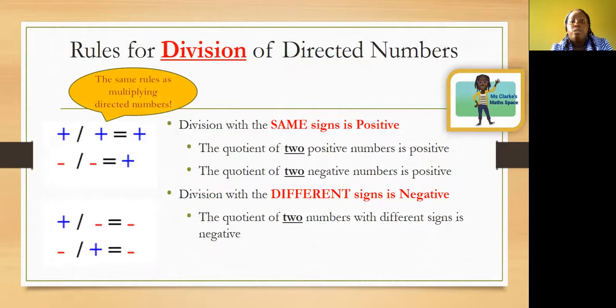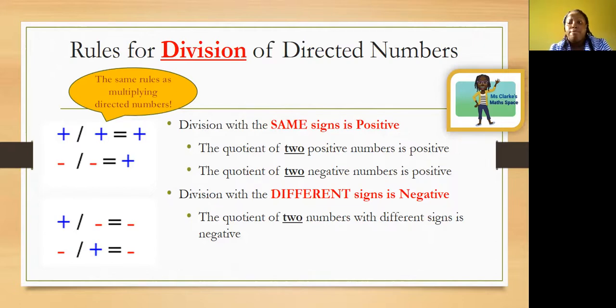We're moving on to the rules for division of directed numbers. As I mentioned before, it is the same rules as multiplication. So here we see a positive divided by a positive is a positive. A negative divided by a negative number is a positive. A positive divided by a negative is a negative. And a negative divided by a positive is a negative. So more or less, with division as well as multiplication, when you have the same signs, whether it's two positive or two negative, and you multiply them or divide them, you would get a positive.